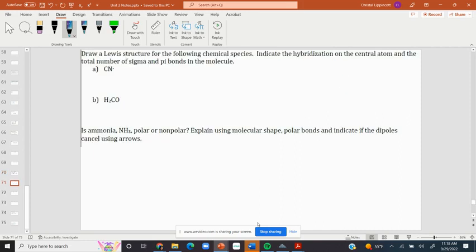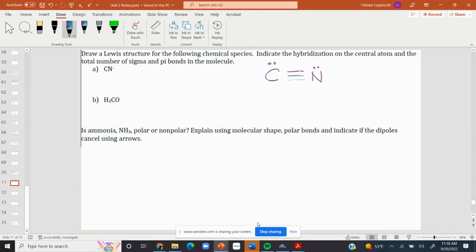All right, draw the Lewis structure for this guy. Include the hybridization on the central atom and the total number of sigma and pi bonds in the molecule. So when we draw this, 10, yep, 10. And don't forget.